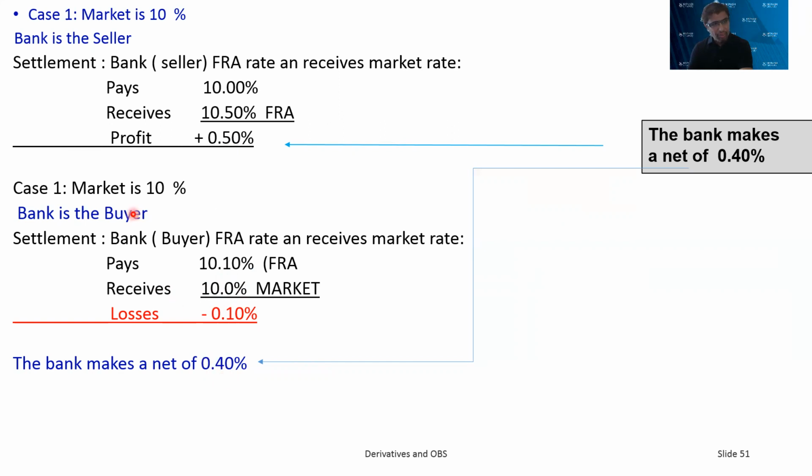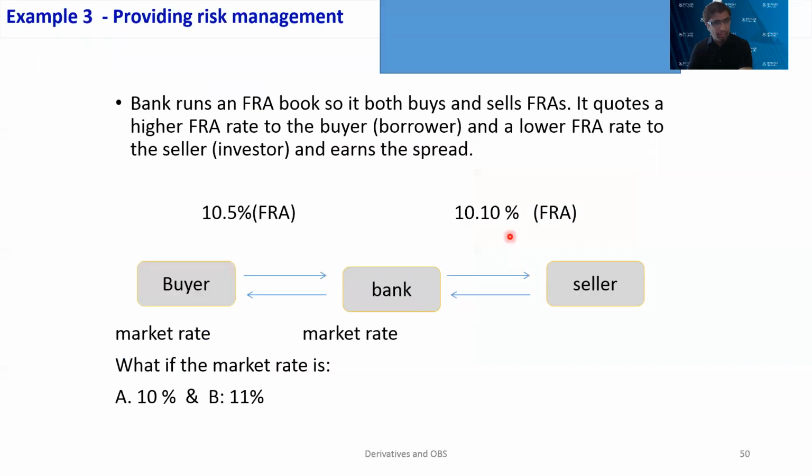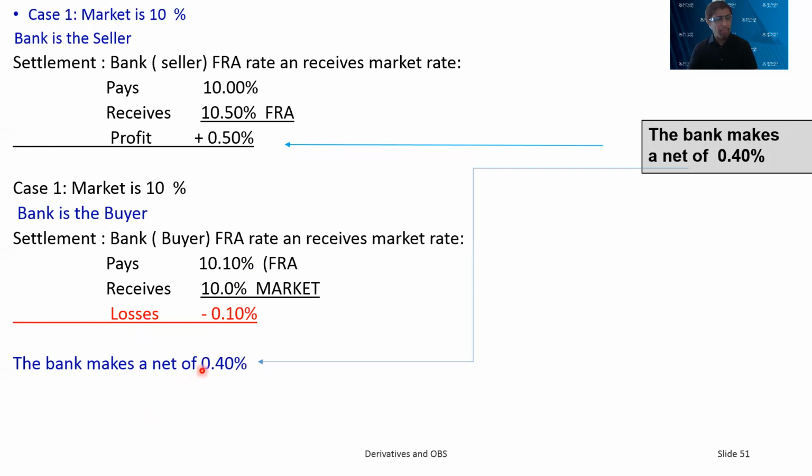So as a buyer, he will receive the market rate when the bank is the buyer. He will receive 10% from the market and give his counterpart in the contract 10.10. And in this case, when the bank is the seller, he will receive the FRA rate of 10.5 and pay the market, which is 10%. Because the interest rate goes down to 10%, he's making 50 basis points here, and he's making losses of 10 basis points. The difference is 40.